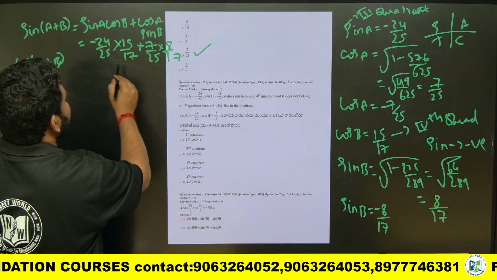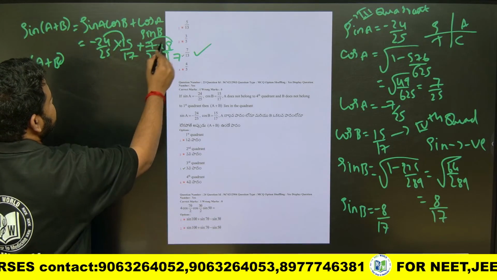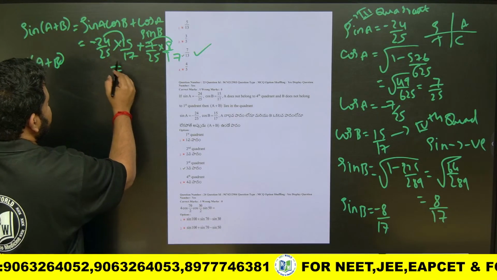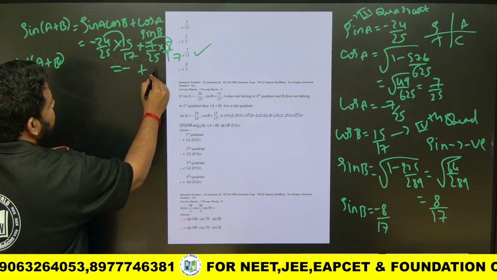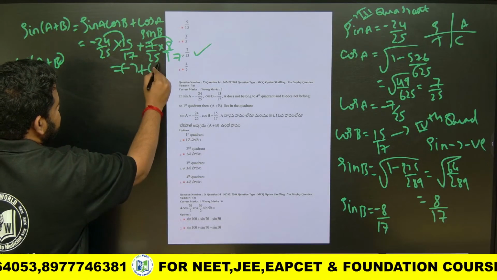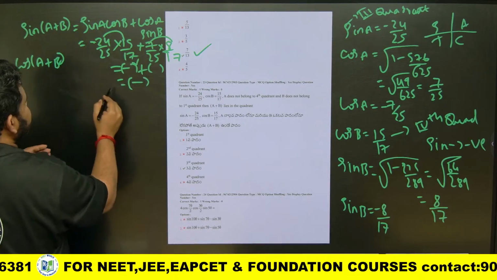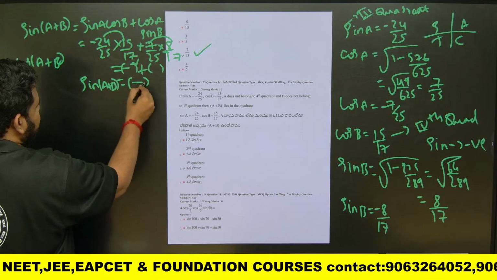Okay, denominator I don't care. 24 into 15 is a greater value compared to 7 into 8, which is 56. So this minus value will be greater. So this gives me what? This minus value is greater, so minus plus, this will be plus itself. This is greater. So this gives me a minus value. So sin of A plus B is negative. Sin of A plus B is negative. Okay, I got it as a negative value.